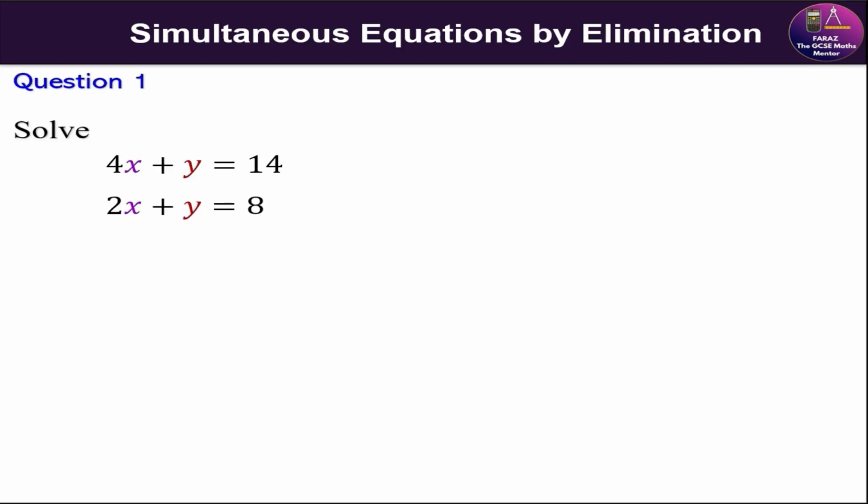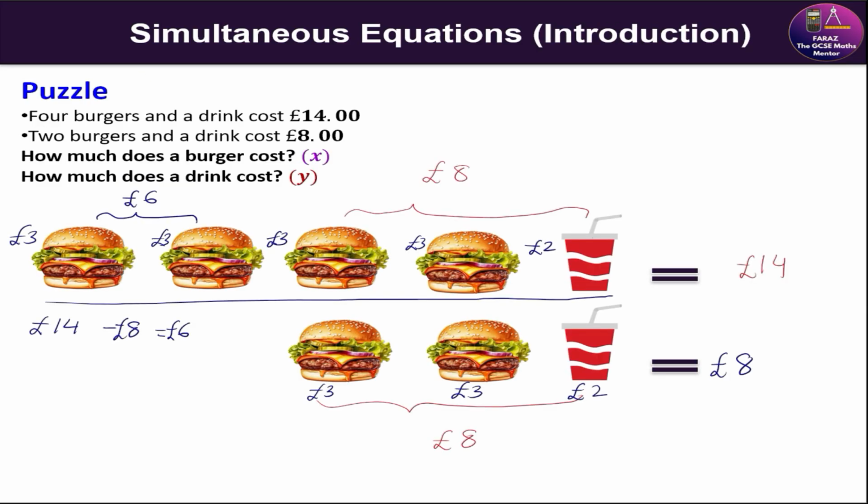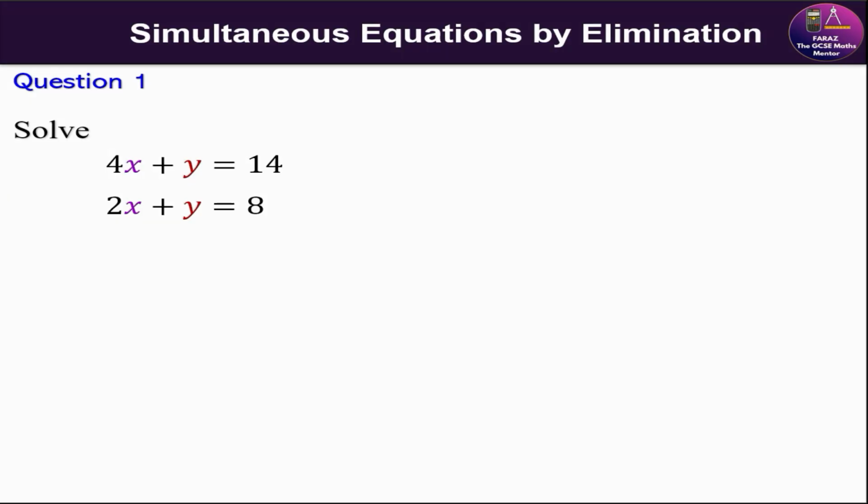4x plus y equals 14, and 2 burgers and a drink cost 8 pounds. So it is there, 2 burgers and a drink cost 8 pounds. How to solve this question by using the elimination method? What we can do here is eliminate this y from the first and second equation. If you eliminate the y, you will have it like this.